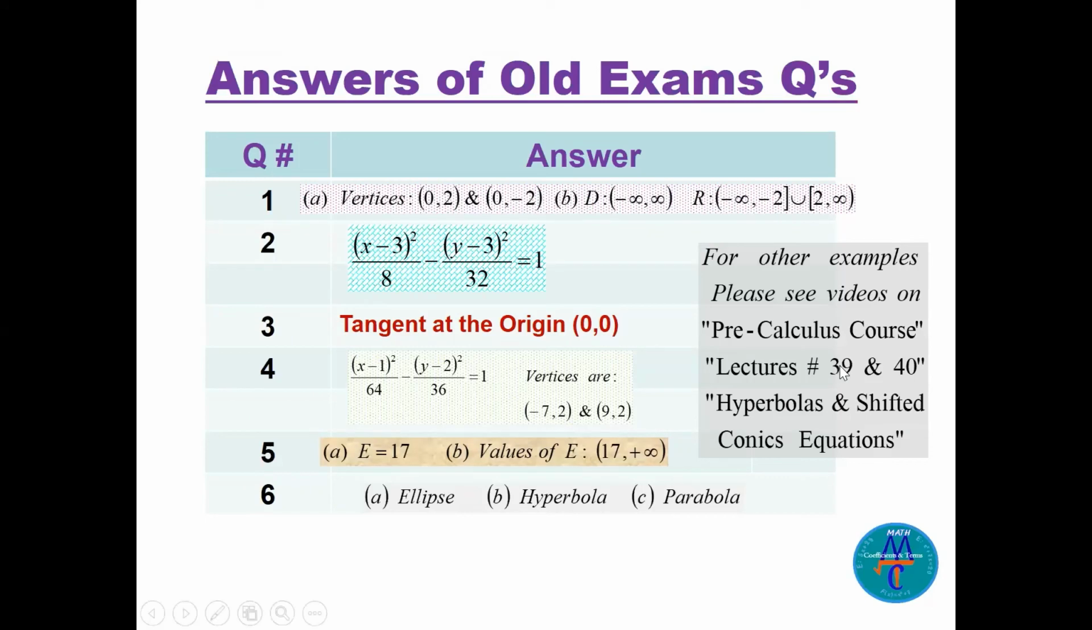For other examples, please, you can see the videos on the pre-calculus course, lectures 39 and 40, hyperbolas and shifted conics equations.